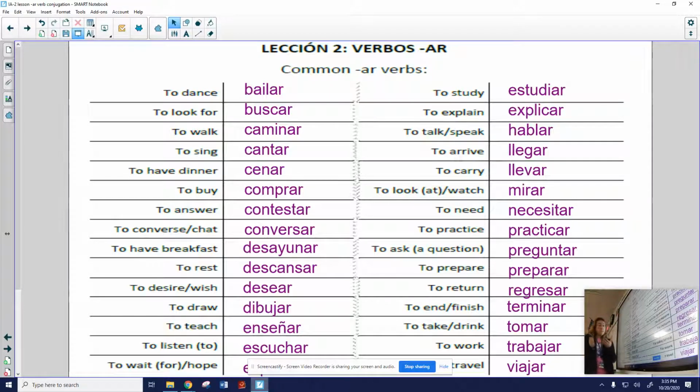Dibujar, escuchar, hablar, estudiar, mirar, practicar, trabajar. Hopefully some of these are familiar from 8th grade. You do have a list of all of these verbs on your yellow notes packet, the very top right on the first page of the yellow notes packet.